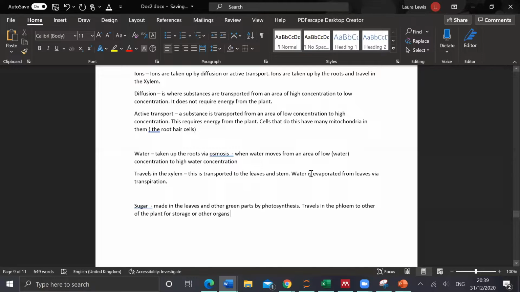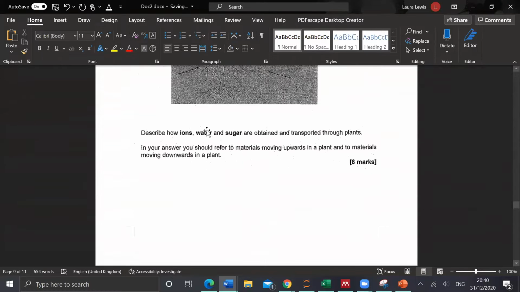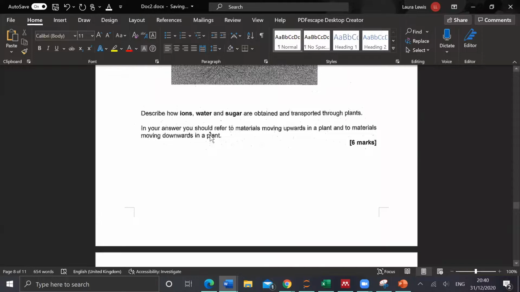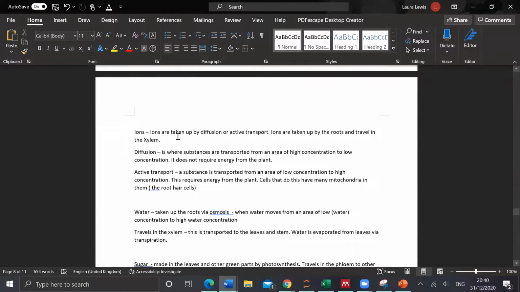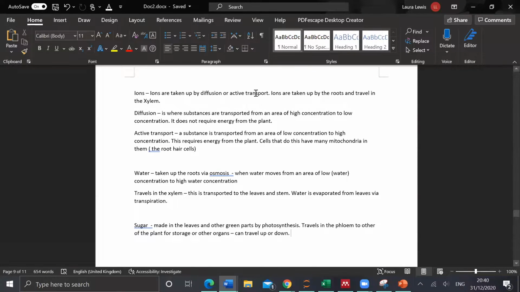So other organs. It can travel up or down, depending on whether it's needed in the plant, really. So let's read through that. Ions, water and sugar are obtained and transported through plants. In your answer, you should refer to materials moving upwards in a plant and downwards in a plant. Ions are taken up by diffusion or active transport. Ions are taken up by the roots and travel in the xylem.